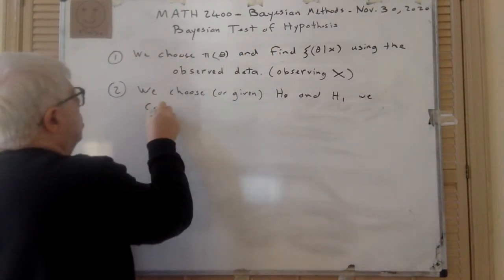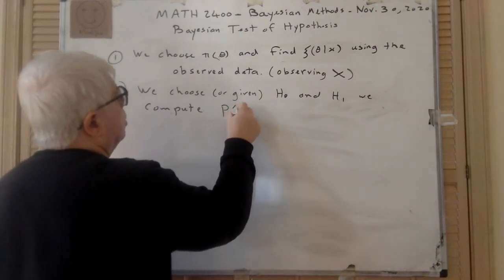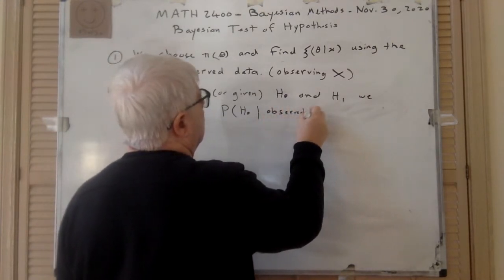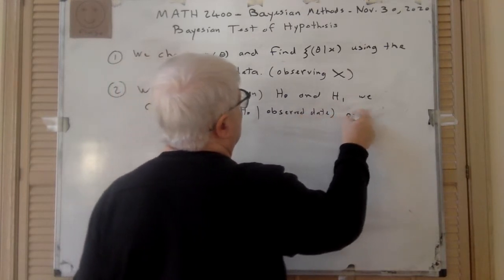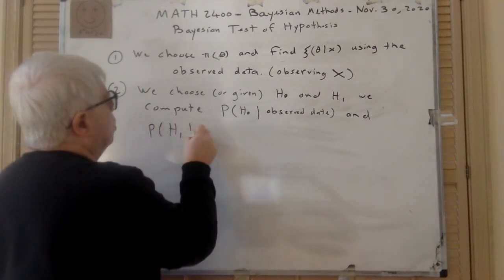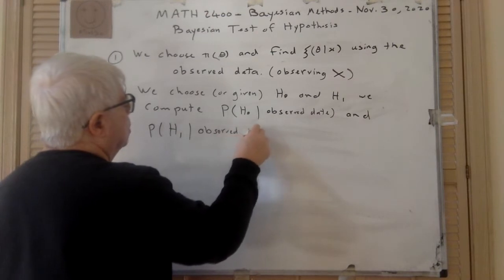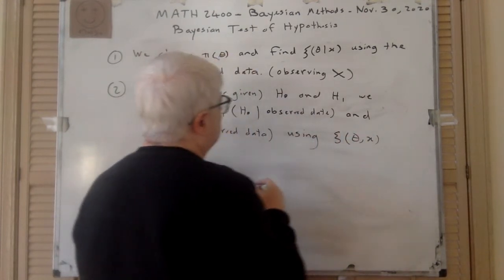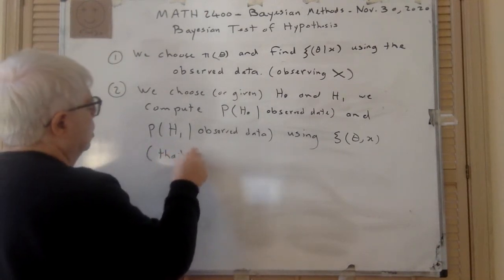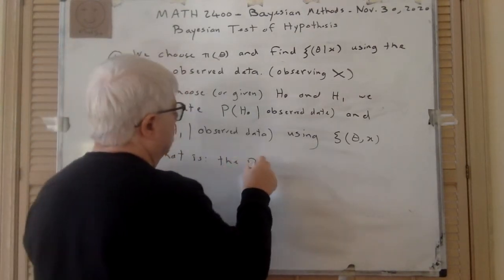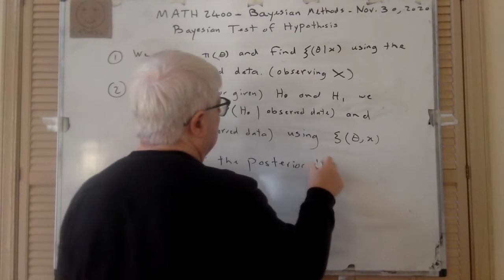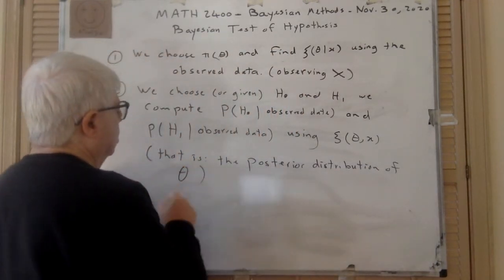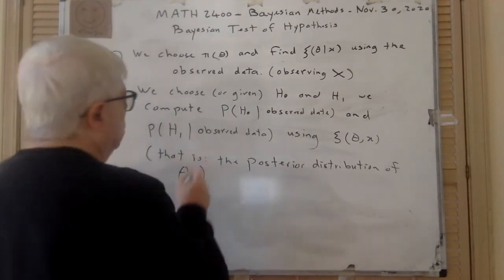We compute P of H0 given the observed data and the P of H1 given again the observed data, using the posterior. And the third one is just compare those two.